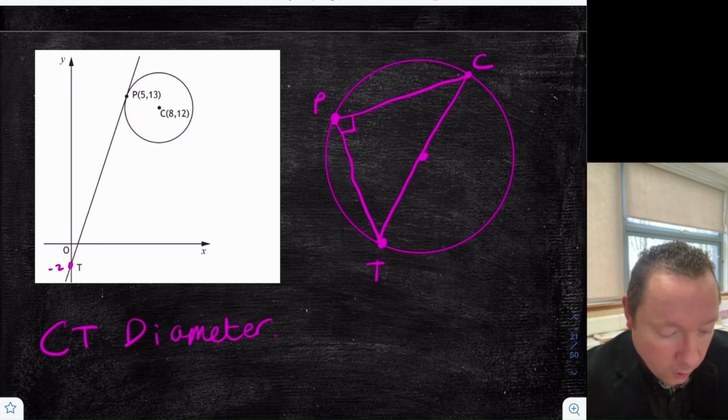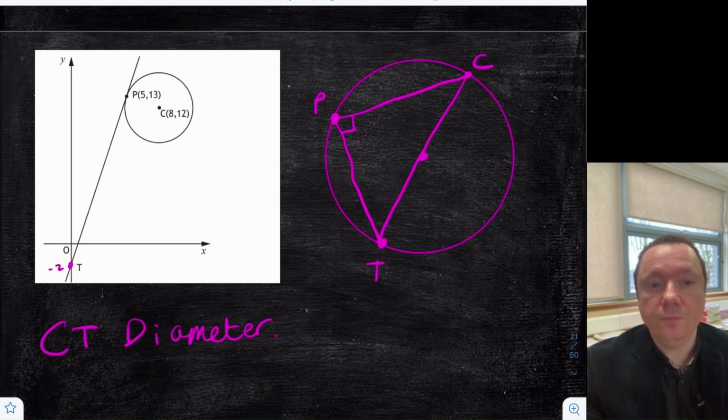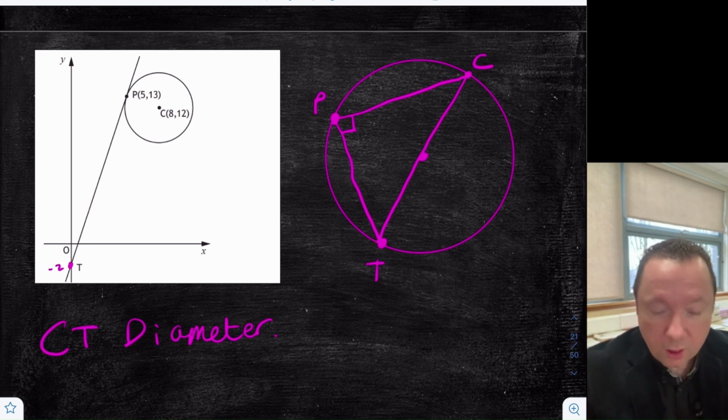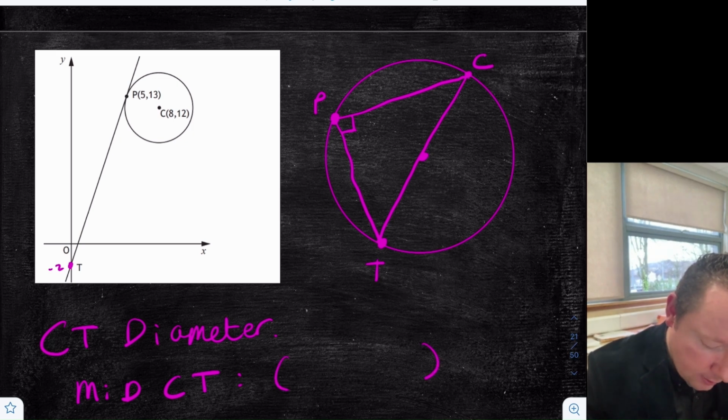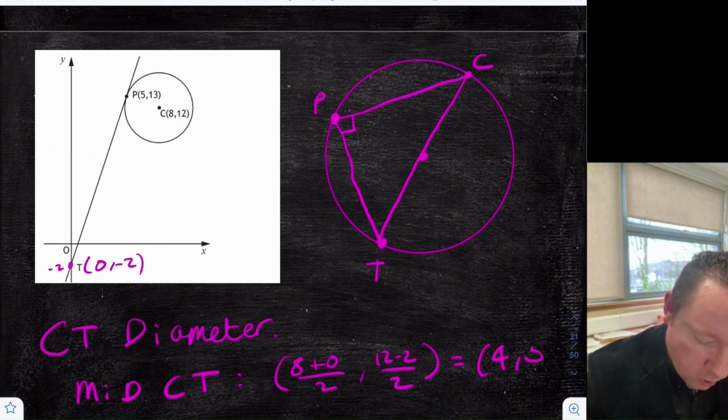and therefore we can work out the midpoint of C and T. So the midpoint of C to T, well, we've got 8, 12, and remember, T is 0, minus 2, so it's 8 plus 0 divided by 2, and it is 12 minus 2 divided by 2, so that's 8 over 2 is 4, and we've got 10 over 2, which is 5. So we know our midpoint now is 4, 5.